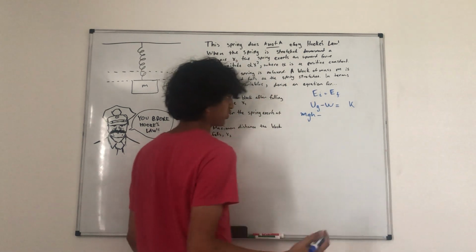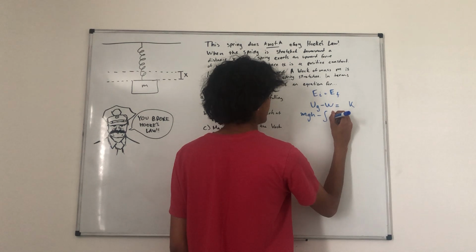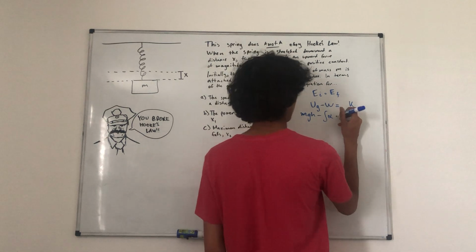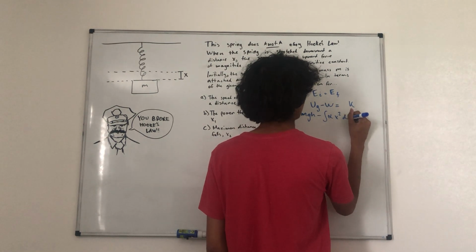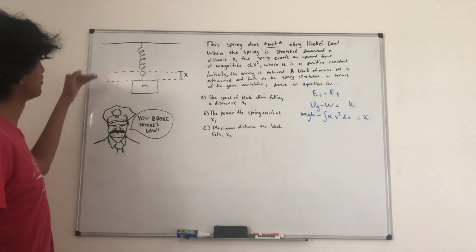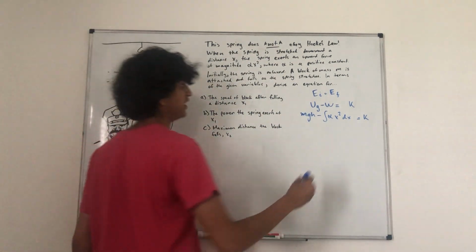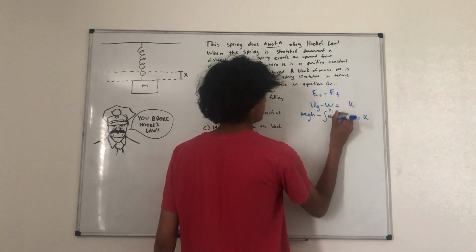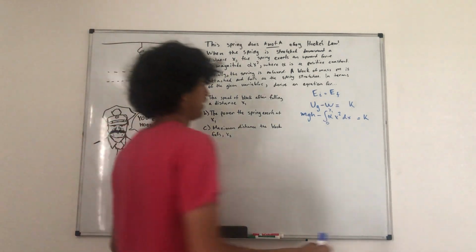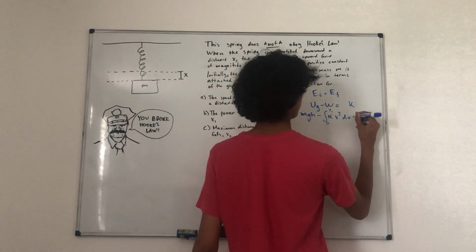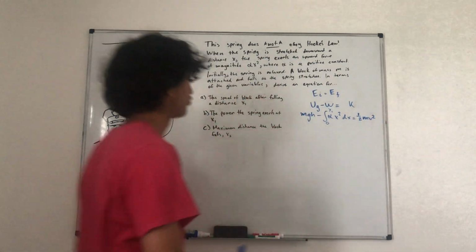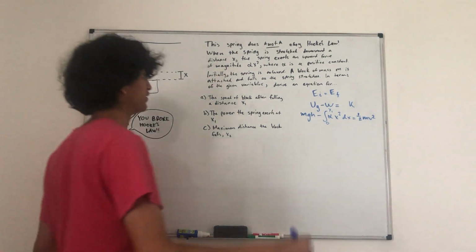minus, for the work done, the integral of alpha x squared. Now, what are the bounds going to be for this integral? Initially there's no stretch, and eventually it's going to go to x1. So the upper bound is x1 and the lower bound is 0. And then the kinetic energy is equal to 1/2 mv squared, where v is obviously what we're solving for here.